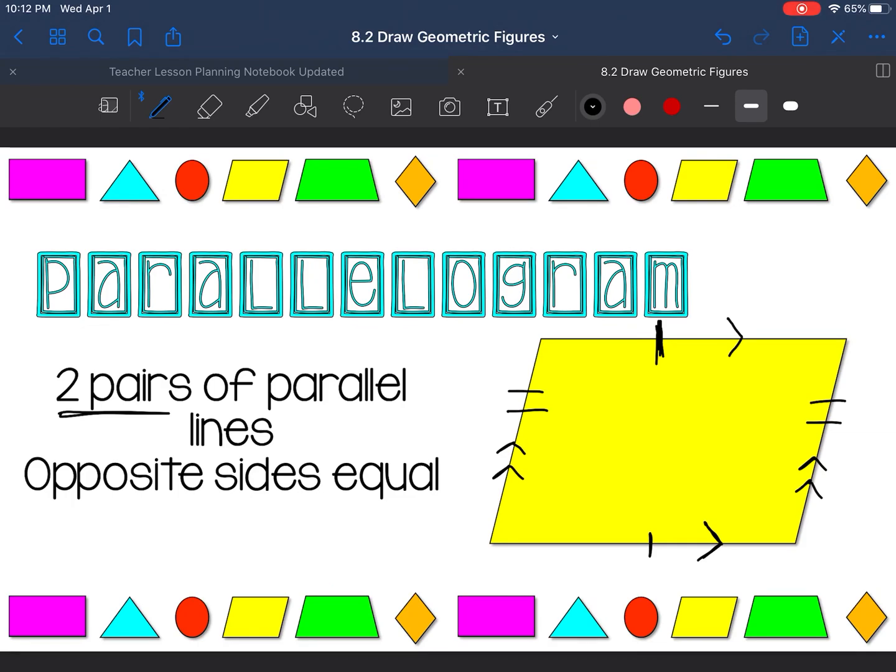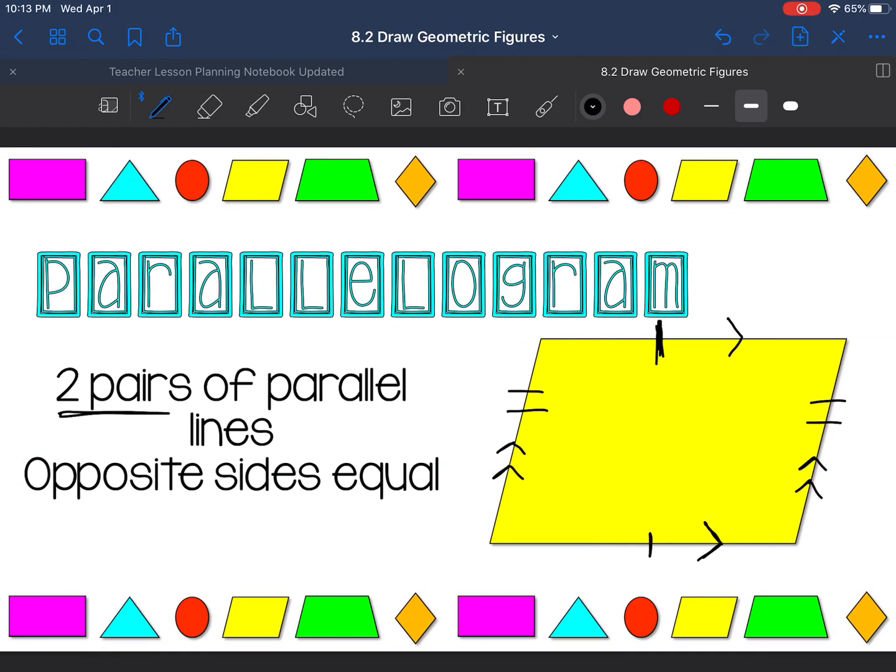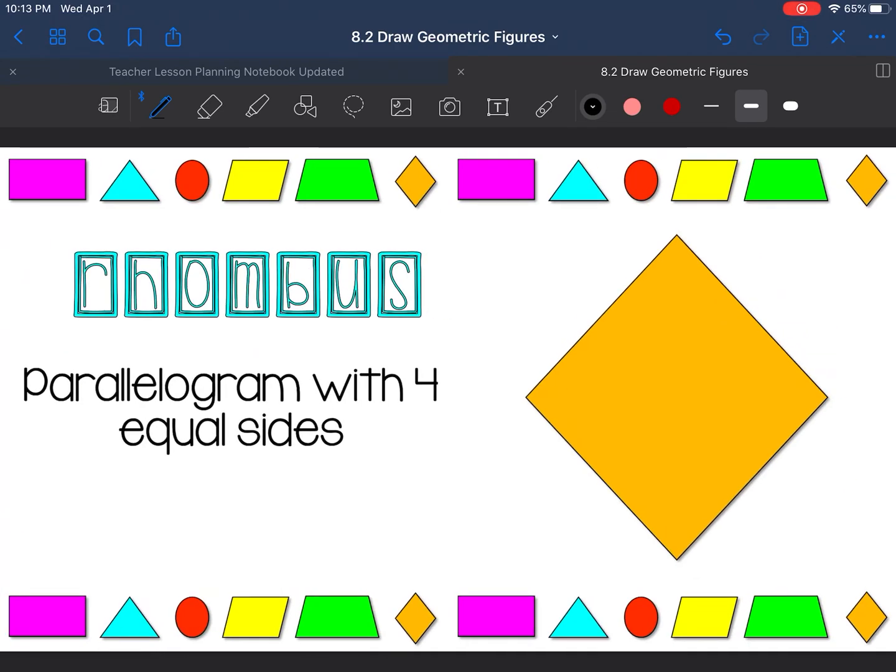All right, so now let's talk about a rhombus. So a rhombus looks very similar to a square, except it's turned a little. A rhombus is a parallelogram. So remember, a parallelogram means 2 pairs of parallel lines and opposite sides are equal. So a rhombus, that means the same thing. So I'm going to show that this line and this line are parallel.